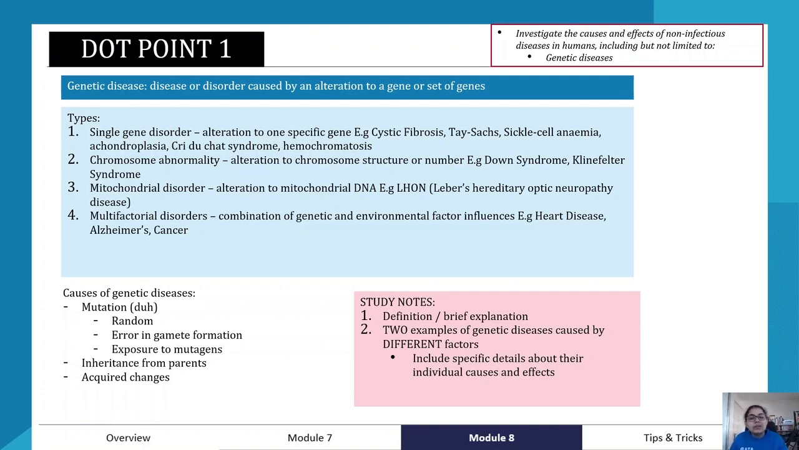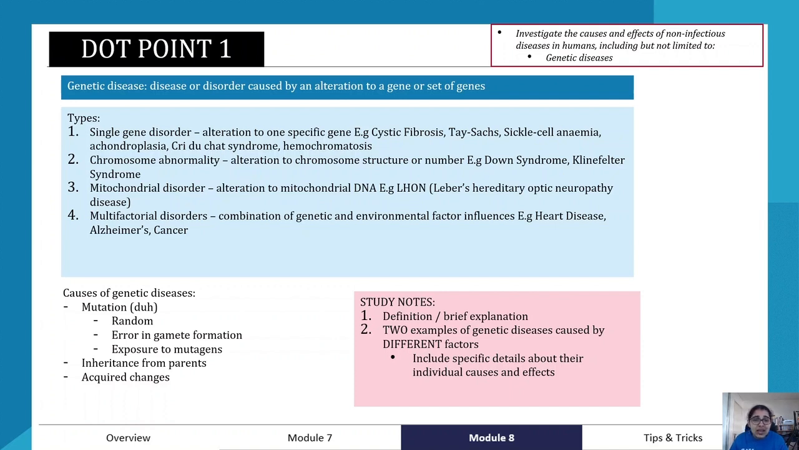Chromosomal abnormality, as the name suggests, is when there is an alteration to the chromosome number or its structure. Examples include Down syndrome. Then a mitochondrial disorder, as evident in the name, is when there is an alteration to the mitochondrial DNA, like LHON, Leber's hereditary optic neuropathy. Finally, multifactorial disorders. This is where we see a combination of genetic and also environmental factors contributing to a disease.